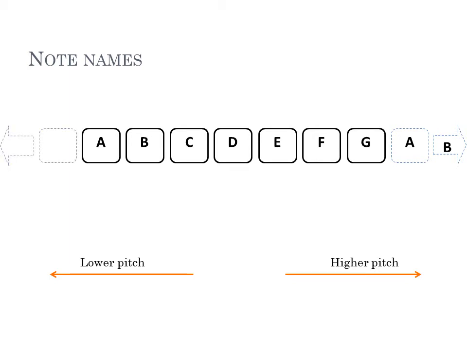Obviously you can move the other way as well, and that would be moving backwards in these 7 letters. So if we move to a lower pitch, then after the A would be the G, and then the F, and so on. Now these are, like I said, the white keys.